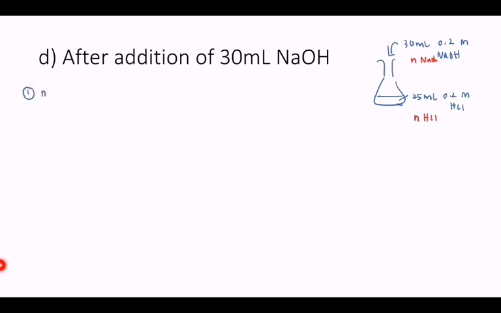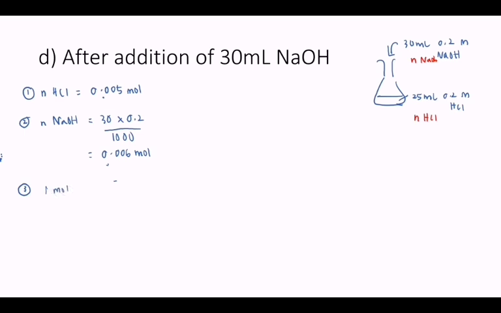So the number of mole of HCl kita dah cari tadi awal-awal, so 0.005 mol. Then find the number of mole of NaOH. 30 times 0.2 divide with 1000, so you will get 0.006 mol. So daripada kedua-dua mol ni, kita boleh nampak lah yang mana terlebih. So kita boleh nampak that NaOH is excess. So kita boleh buat stoichiometry ataupun boleh terus jump kepada nak cari mol excess. Tapi untuk first timer kita tunjuk jugalah step stoichiometry tu.